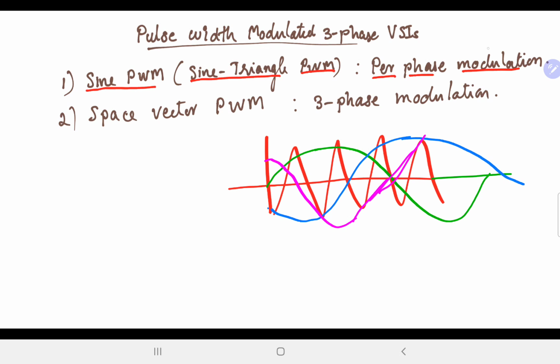Alternately, people have come up with another technique known as space vector pulse width modulation, which is doable for three-phase. It is defined only for three-phase inverters. Okay.